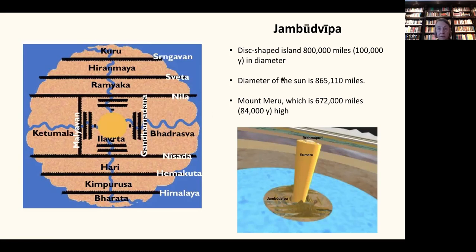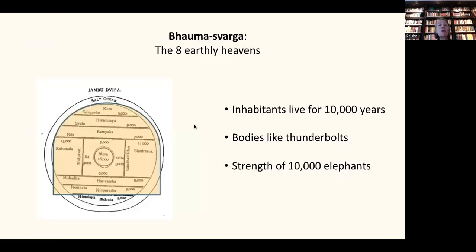So, it's way bigger. Just to compare, the diameter of the sun in modern terms is a little bit bigger, 865,000 miles. And then we have this Meru, this huge mountain, 672 miles high. Now you notice, of course, this is divided into 9 varshas. Okay, we have Bharatavarsha down here. It's in one class. The other 8 varshas are in a separate class, and it's called Bhaumasvarga.